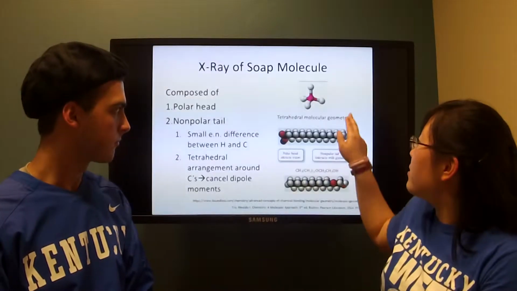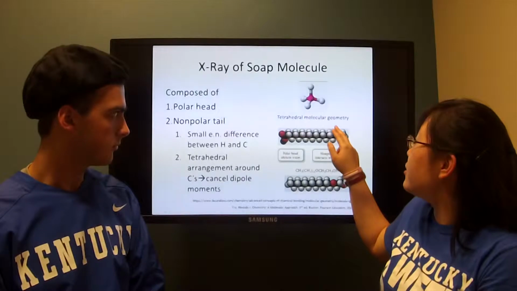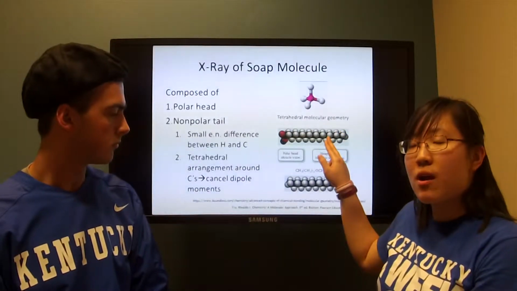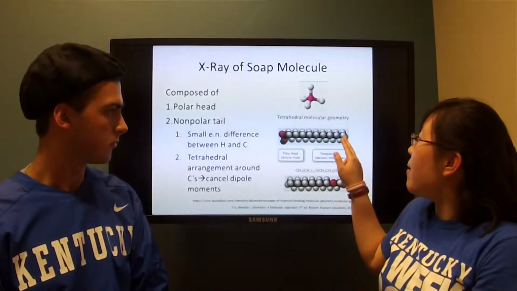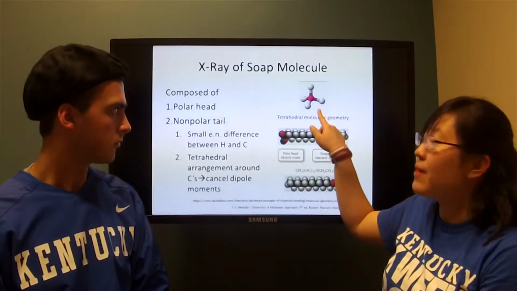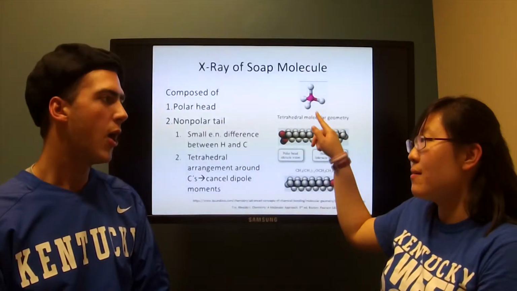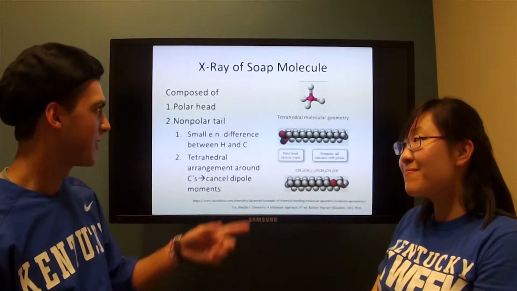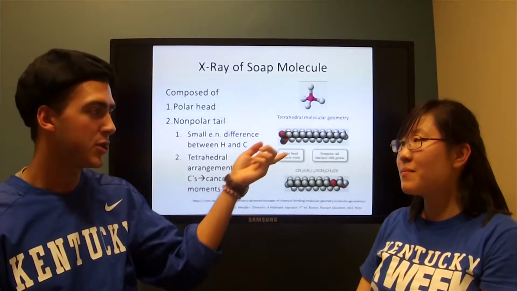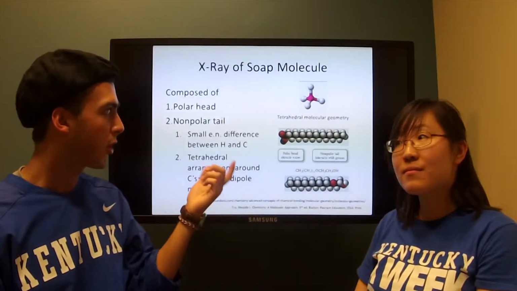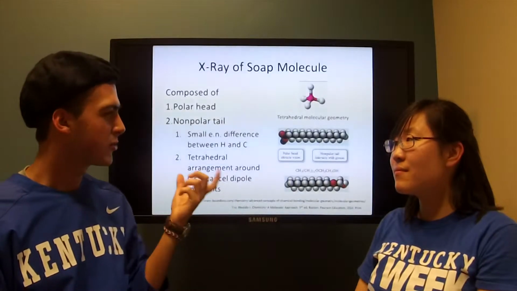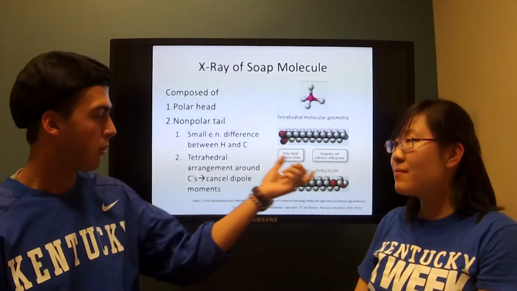So, what the tetrahedral molecular geometry means is that the hydrocarbons in this chain actually look like jacks, kind of like this up here. Oh, so what you're saying is that this tetrahedral arrangement of the hydrogen atoms around the carbon atom cancels out the individual dipole moments, giving you a nonpolar tail?